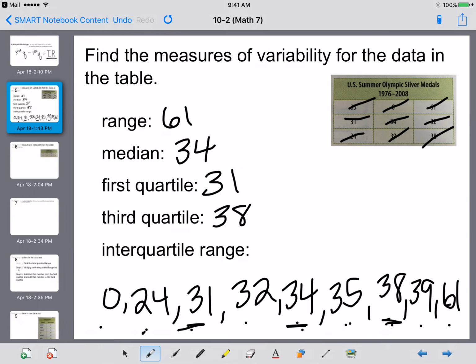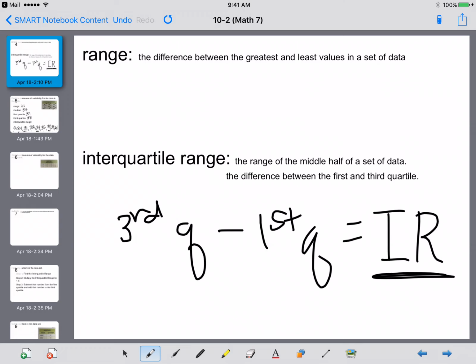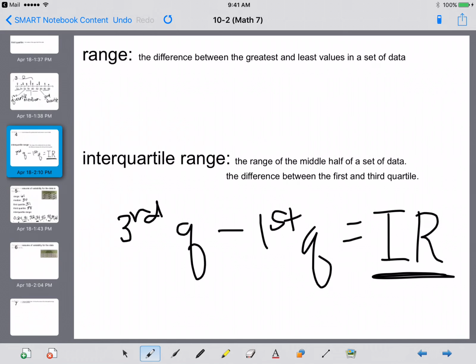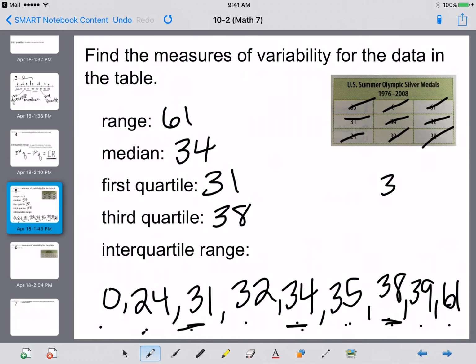To figure out our interquartile range, we see here it says the third quartile minus the first quartile. So if our third quartile is 38 minus our first quartile of 31, that gives us an interquartile range of 7. So we're figuring out just the median of the bottom half and the median of the top half, and then the range between those 2 points is really the only new thing that you're learning here right now.